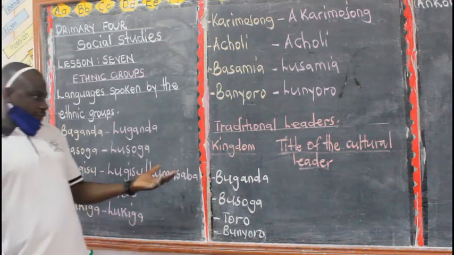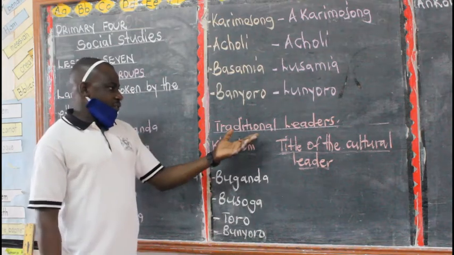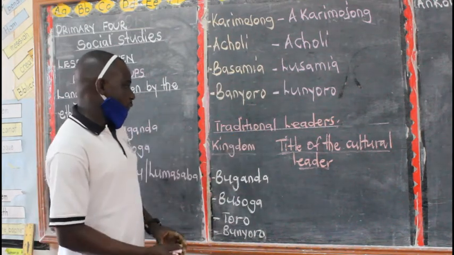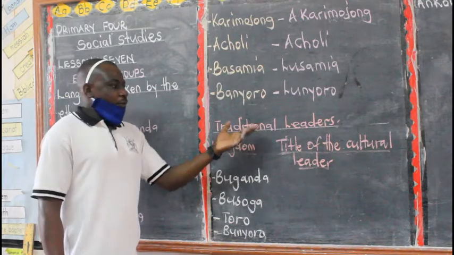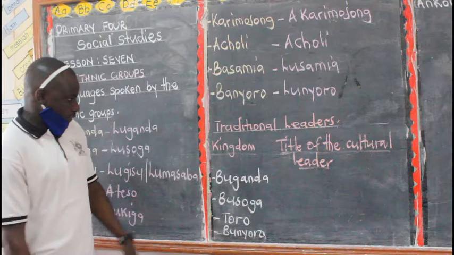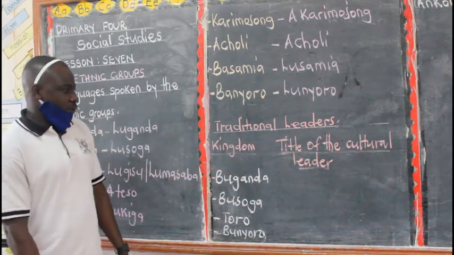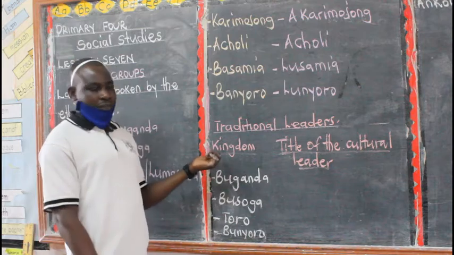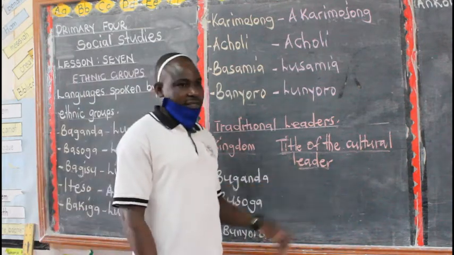then you can also look at the traditional leaders. When you look at the traditional leaders, we are looking at the leaders or people who are heading the cultural institutions. Like now we can talk of the kingdoms. So under traditional leaders, we are going to look at some examples of kingdoms in Uganda and even the title given to their leaders.